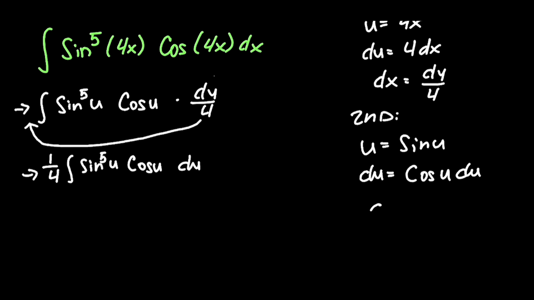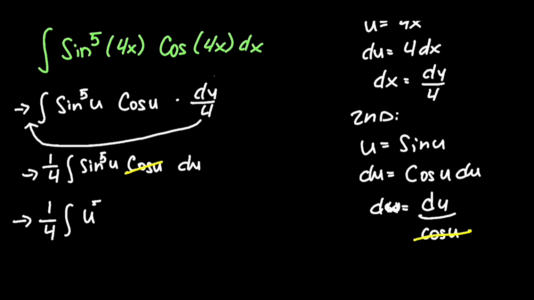So du now here would be du over cosine of u. So as you can see, cosine of u will cancel each other out. So the integral would look like 1 over 4, the integral of u raised to the power 5 of du, which if you take the integral of it, it will be 1 over 4 multiplied by u raised to the power of 6 over 6 plus c.